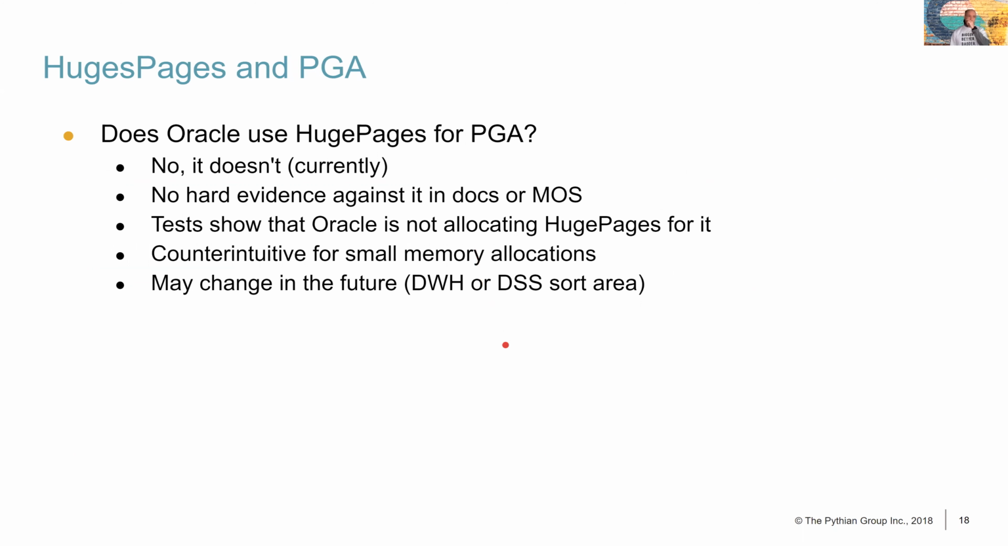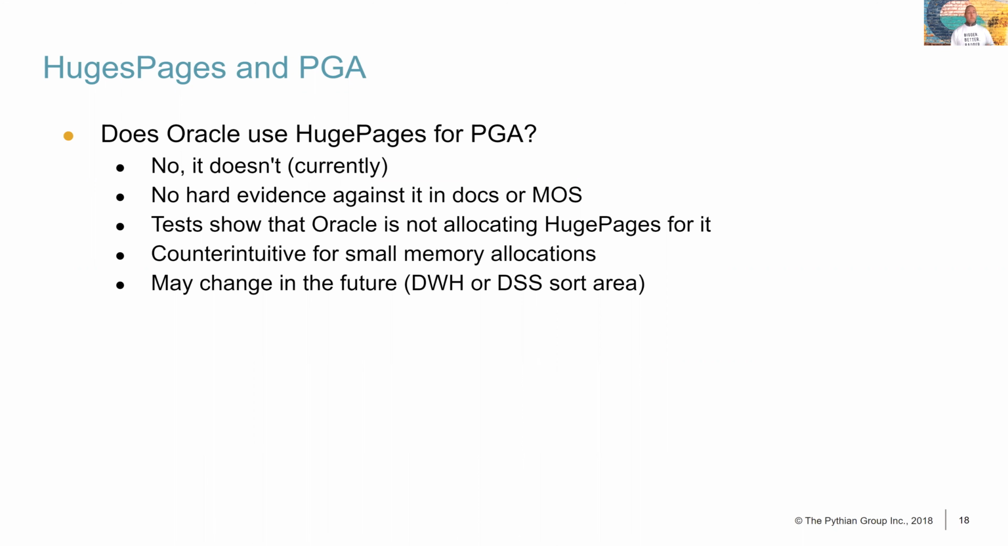All right. The PGA, the session private memory part. Does it use HugePages? No, it doesn't, as far as I know. That may have changed in the last 6 months or a year. I haven't checked, to be honest. I haven't been able to find any evidence that clearly says HugePages won't be used for PGA. I ran a few tests back in the day, and initially it seems that HugePages are not being allocated for PGA.